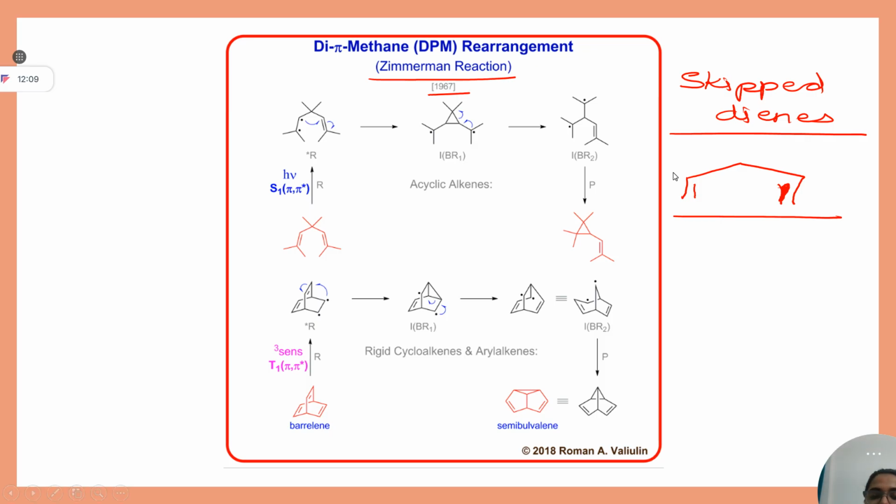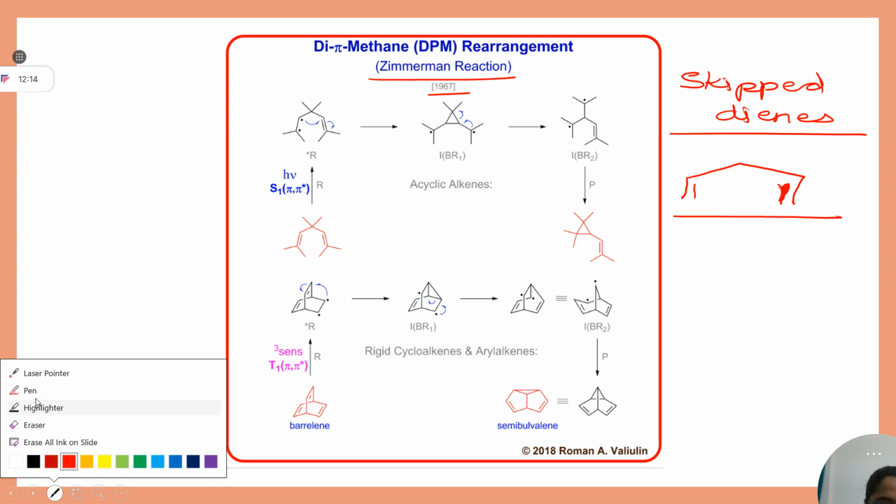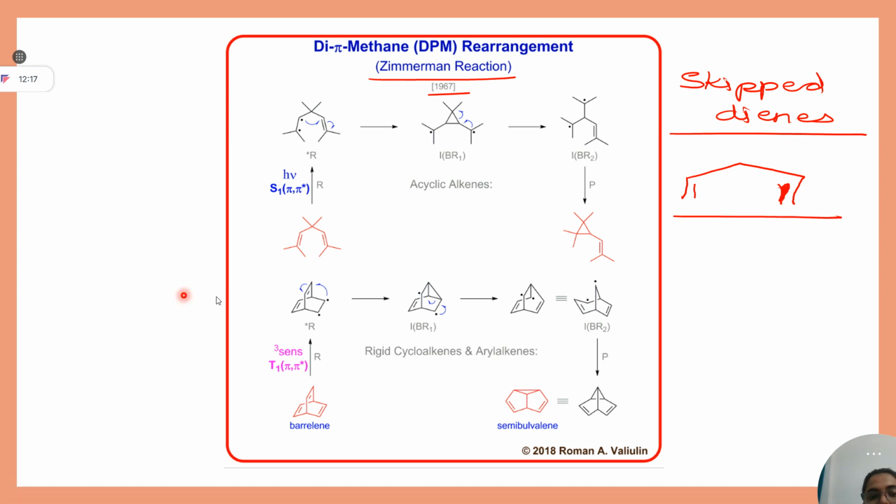Now let's have a quick look at its mechanism. Let me use the laser. So this is your starting material, a skipped diene. You are irradiating this type of compound with h nu light. Since double bonds are there, the transition involved will be pi to pi star. No doubt in that, right?